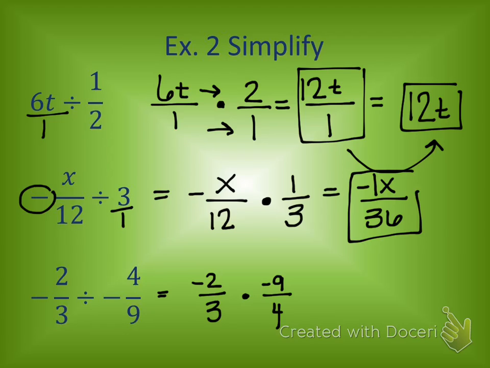Division to multiplication. Is there anything I can simplify before I multiply? Yep. 3 goes into 3 one time. 3 goes into 9 3 times. 2 goes into 2 one time. 2 goes into 4 2 times. Now count up your negative signs. How many do I have? 2. So what's my answer going to be? Positive. So let's not even worry about the signs. 1 times 3 is 3. 1 times 2 is 2.